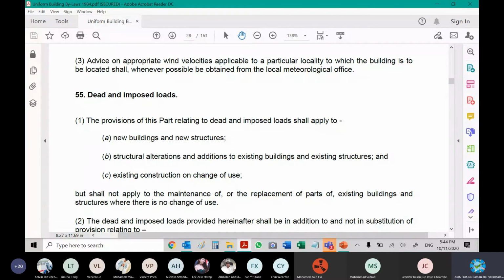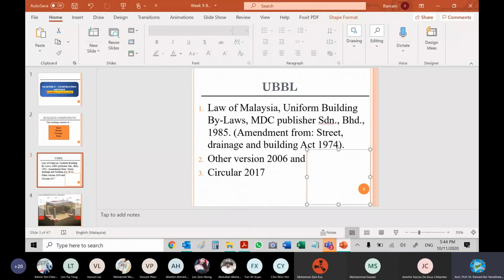If there is any mistake, if any issue happens, like a contractor made a mistake or the architect made a mistake, you can use this law to sue them so that it is properly handled, right? Okay. With this, you please read through UBBL.